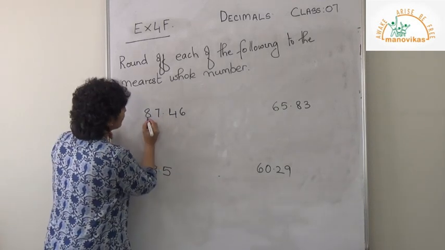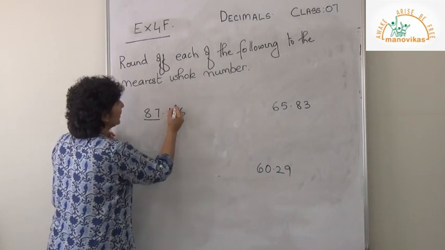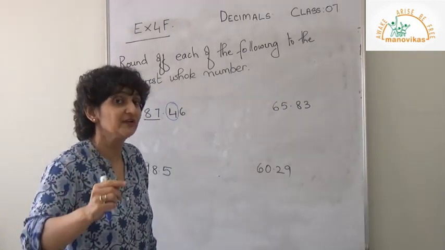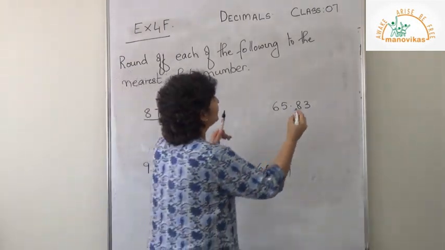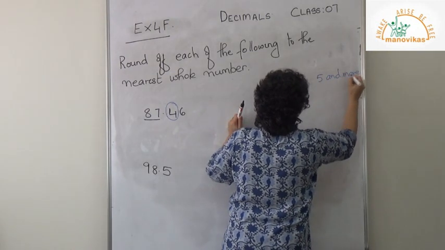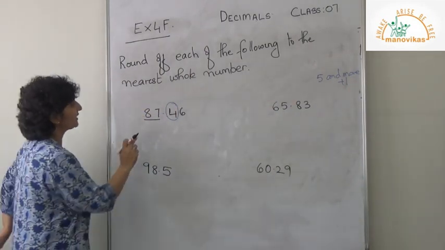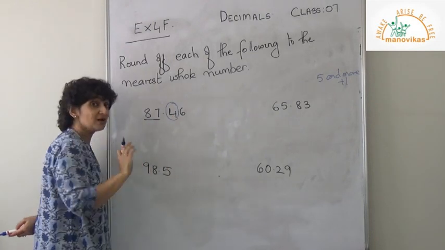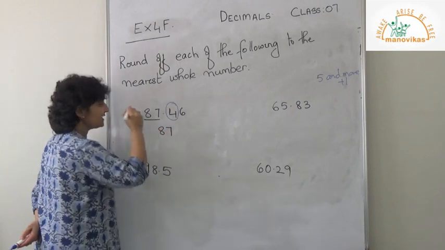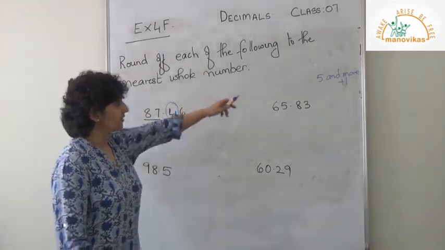Like for example, this is my whole number 87 and I have 4 here. I just told you when you round off, if it is 5 and more, then let's add plus 1 to the previous number. Now here I have 87.4. This isn't 5. So I leave it as 87. This is my whole number here. Is it clear?